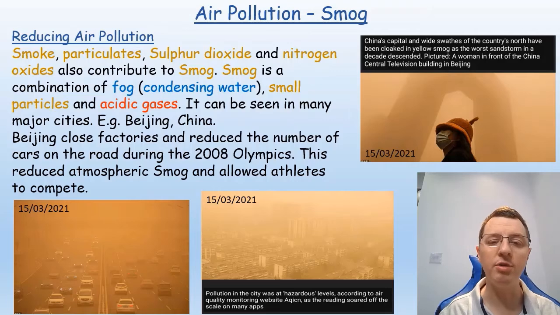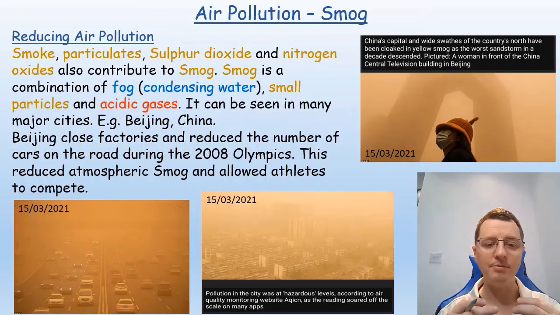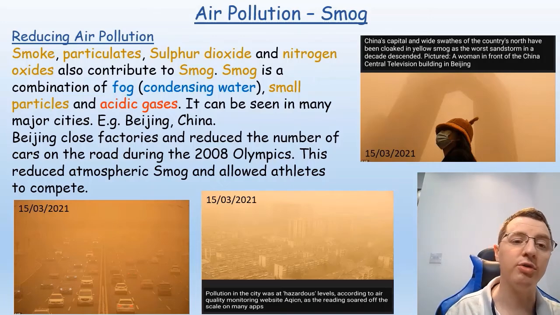Here we have a number of images of Beijing in China taken on the 15th of March 2021. So here we're seeing a large amount of smog pollution in that city, and it's very important to recognise the problem and then put in place procedures to reduce the amount of poisonous gases in the atmosphere, and so reduce the smog.